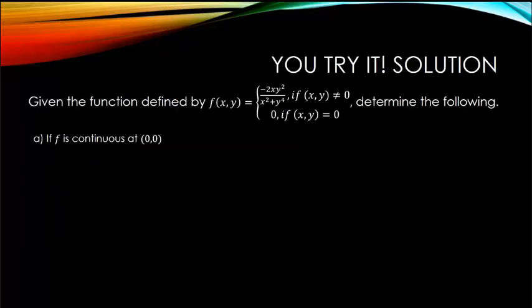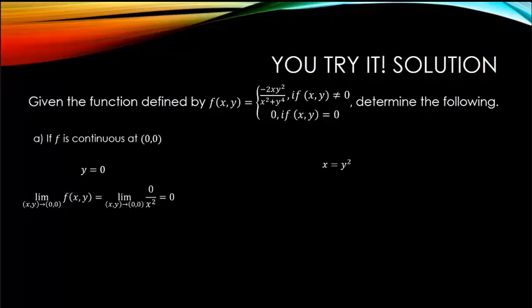For the first part, I want to determine if the function f is continuous at 0, 0. I'm going to choose two different paths and see if the limit values are the same. I'm going to first choose y equals 0. The limit as xy approaches 0, 0 of f of xy becomes the limit of 0 over x squared. This limit is 0.